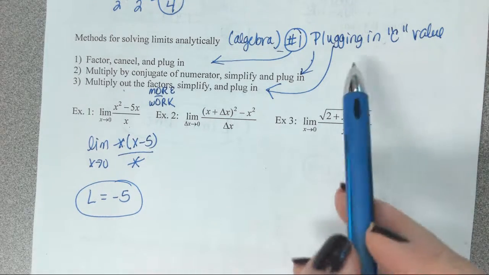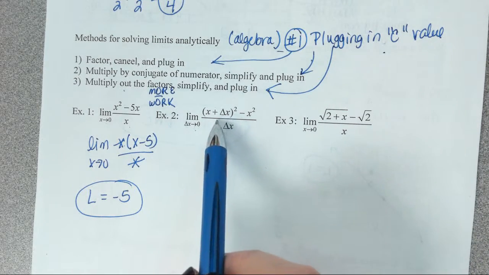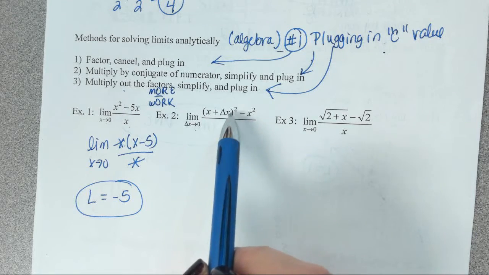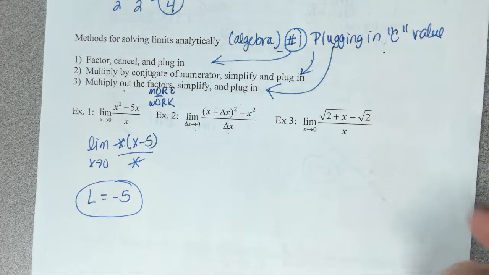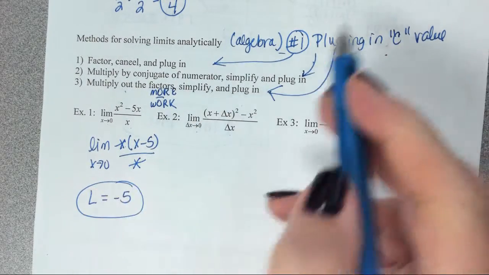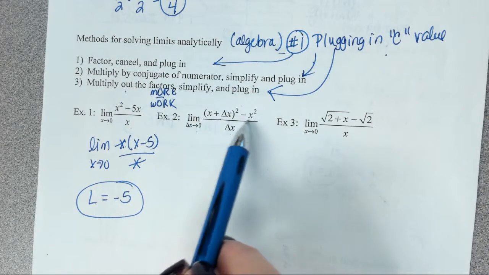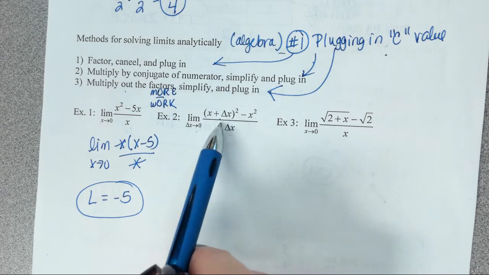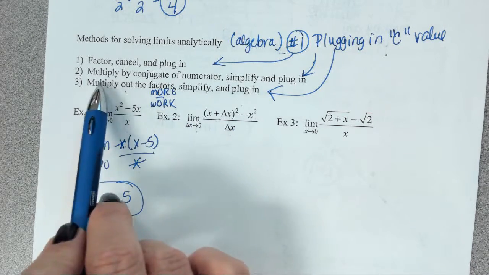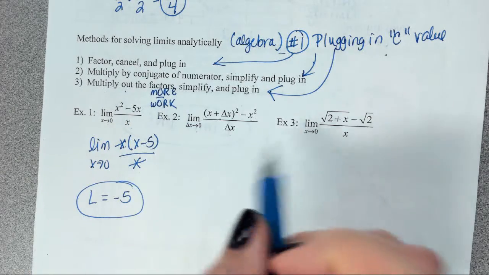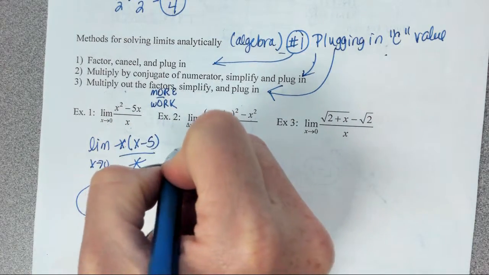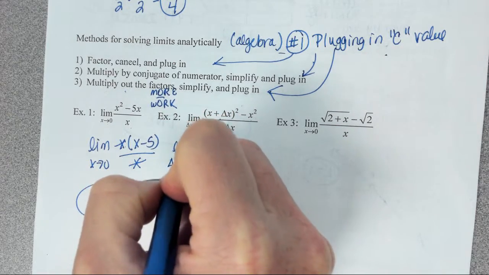Number 2, first thing we always try to do is plug in our c value. I'm going to get x plus 0, that's x squared, minus x squared, that's 0 over 0. Have to do more work. So I can't factor this. I actually could, but it's not going to be helpful. So when this happens, I might just want to multiply out the factors, because if I multiply this out, it might get easier.